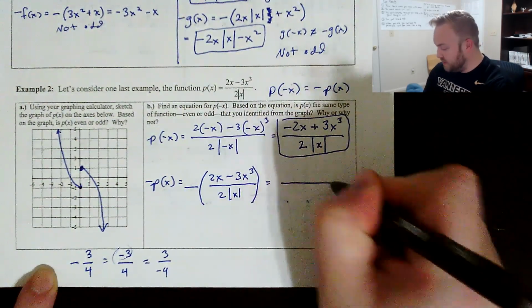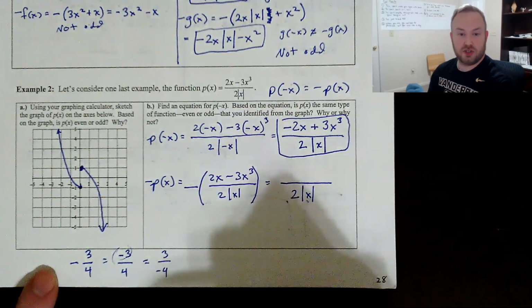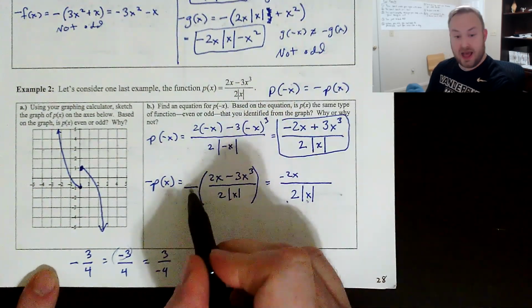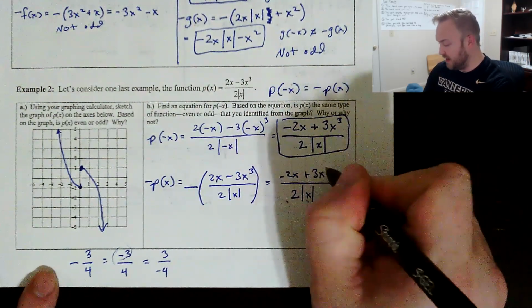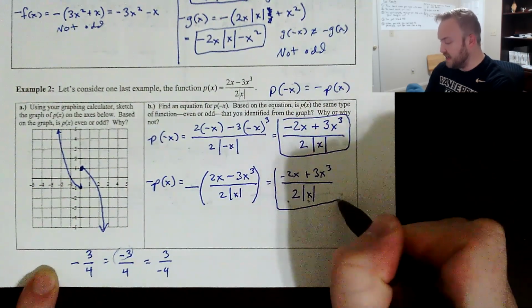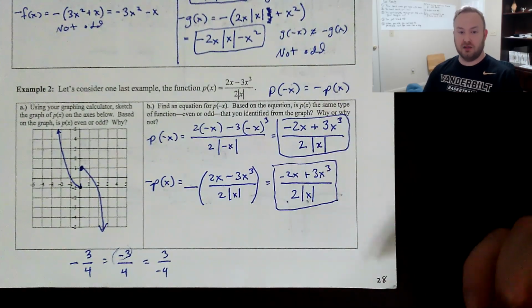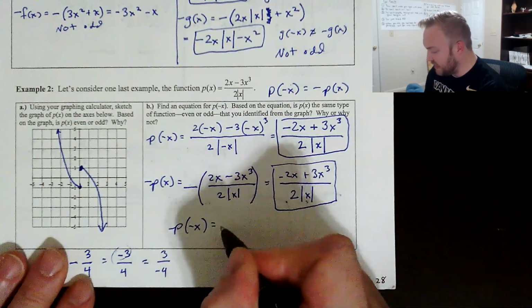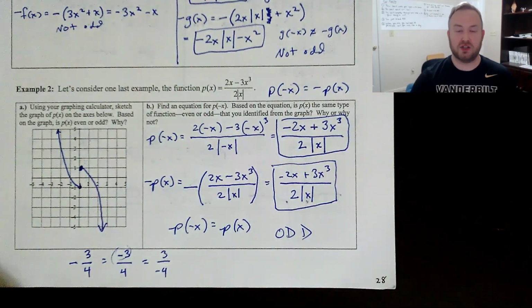So I'm going to leave the denominator the same, and I'm just going to distribute the negative to those terms in the numerator. So negative 2x, and then a negative 3x cubed makes plus 3x cubed. Okay, there's negative p of x. And is that the same as p of negative x? Absolutely, they are identical. So I have shown that p of negative x is equal to negative p of x, and therefore this function has odd symmetry.